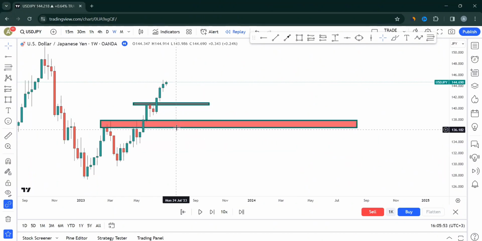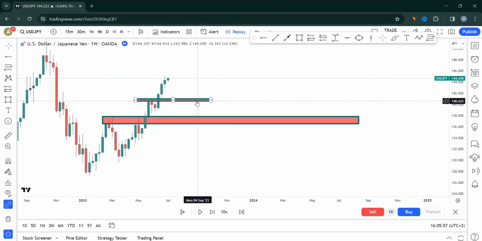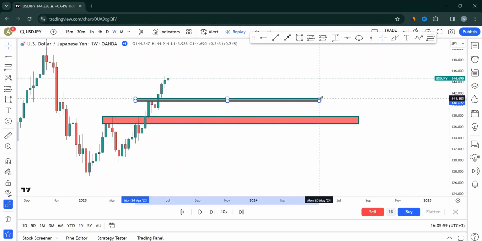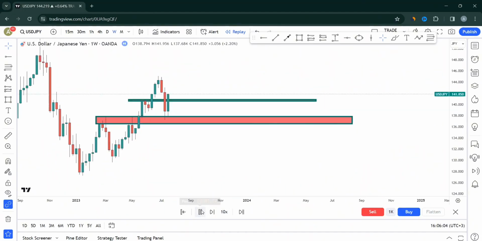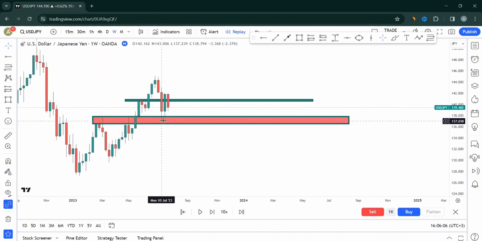Now, in this case, this untested level, I've marked it when the price was still here. So we have this untested level and also we have this untested level. So in this case, we shall be having two untested levels. So let's see how the market behaves. You can clearly see it came back and tested this, right?